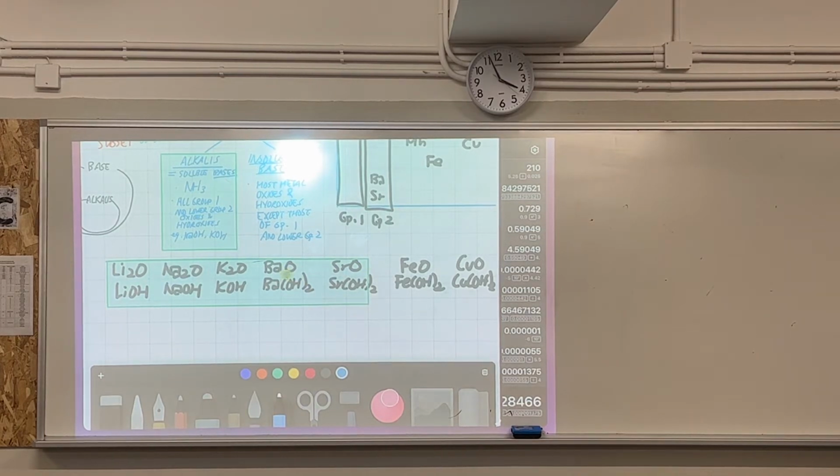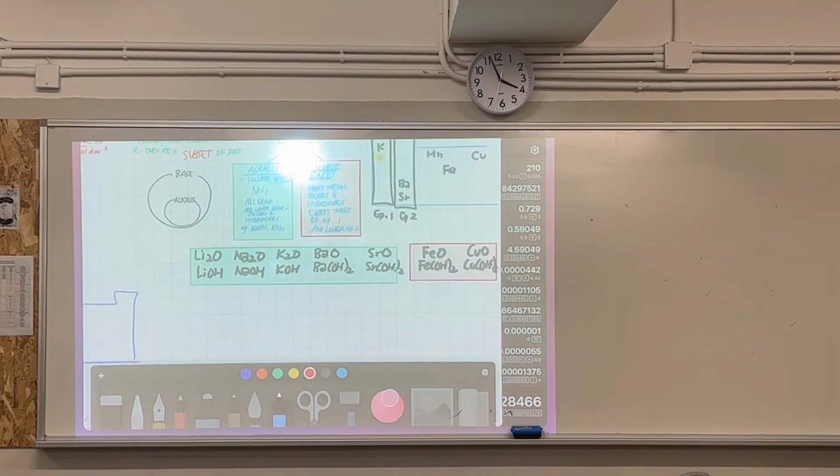So this is lower group 2, you see this is group 2. Barium and strontium, they are in lower group 2. And every other thing, they are insoluble bases. So you just have to know group 1 and lower group 2. Any other thing other than group 1 and group 2 oxides and hydroxides, they are insoluble base. So the green things live in here, and this is where the red stuff lives. And the whole thing, we call it the base.